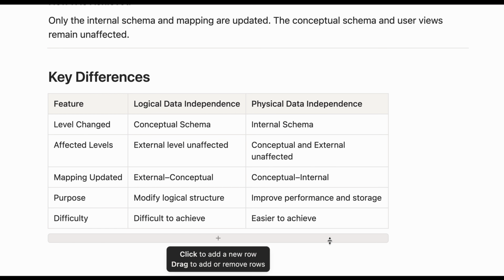So this is how you write in the examination. First you write the definition, then the difference between logical and physical. After that you should write the differences between them in the examination to get the full marks.